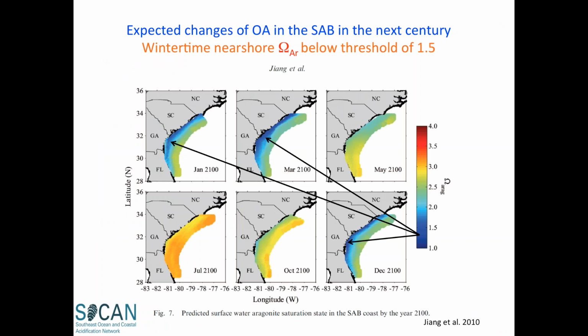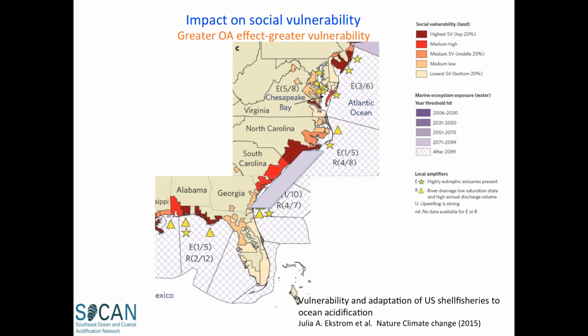This is an example, and what I've basically done is, while Ekstrom and colleagues felt that saturation states would not reach this critical threshold, they used 1.5. I believe that, based on the data we know so far, we probably will reach the threshold, at least for certain times of the year, which will have significant socioeconomic impacts in the region, which is already very sensitive to these social and economic issues.